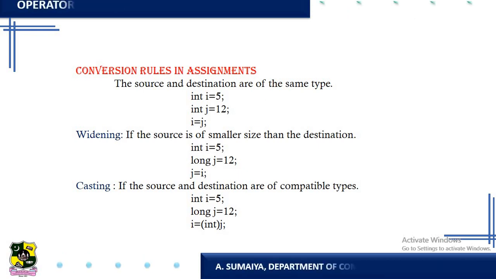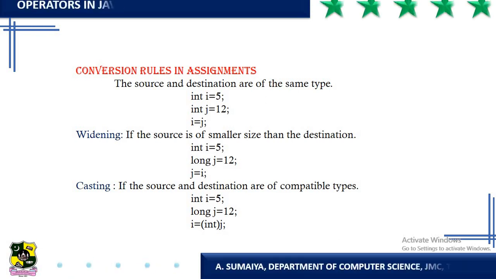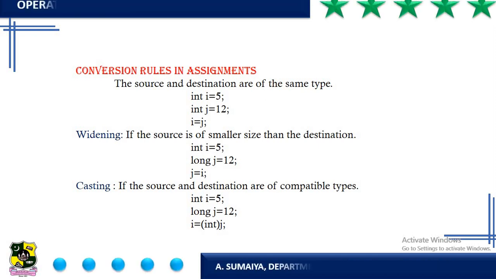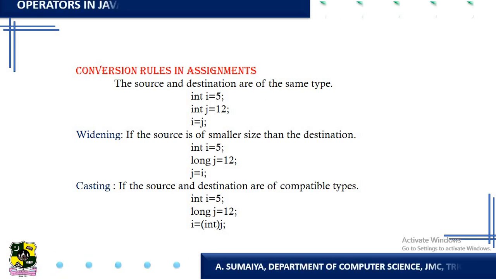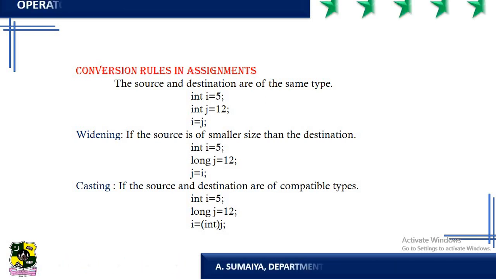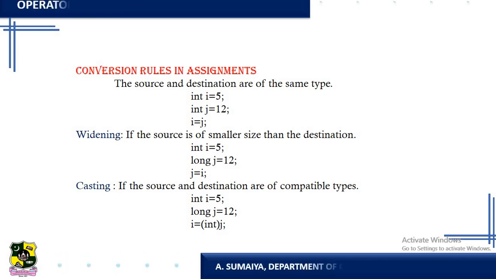Next thing, widening. Widening means the source is of smaller size than the destination, and the source and destination are of compatible types, so no casting is required in this case. Example, int i equal to 5, long j equal to 12, j equal to i. This is valid, both are compatible types and the source is of smaller size. So no issues occur in this case.